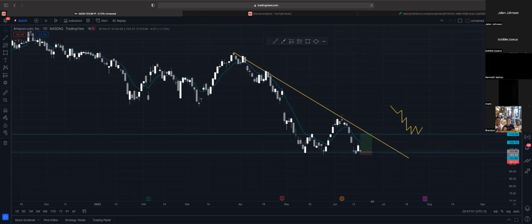So you're doing trend lines on the bottom and the top of candles? Pretty much, yes.